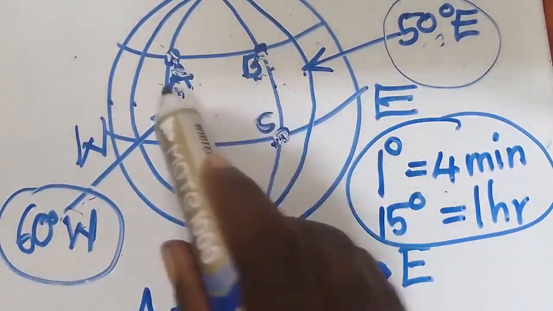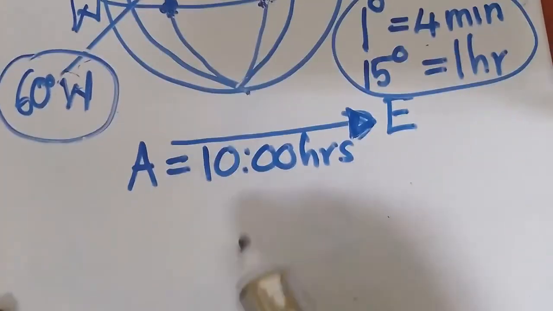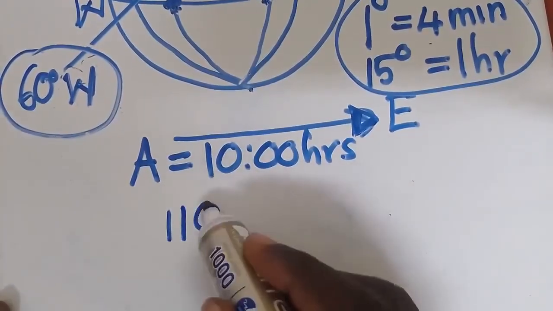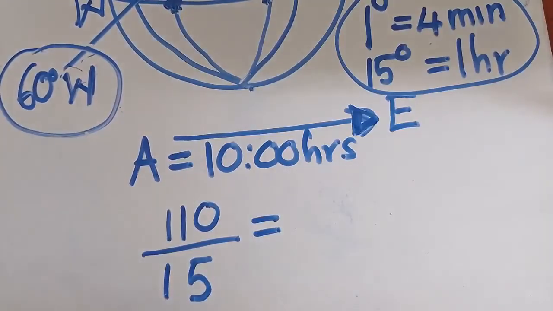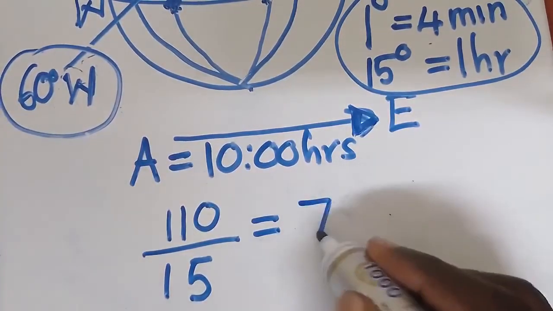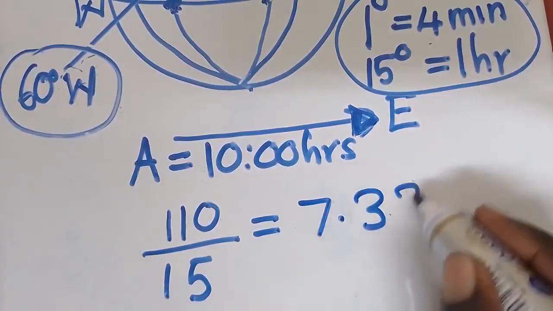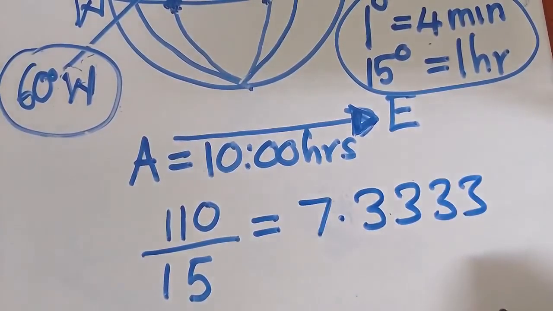The difference in degrees is 110. That 110, we divide it by what? 15. Because we know that 15 degrees is equal to 1 hour. So 110 divided by 15. What do you get? On your calculator, it will give you 7.3333 like this.